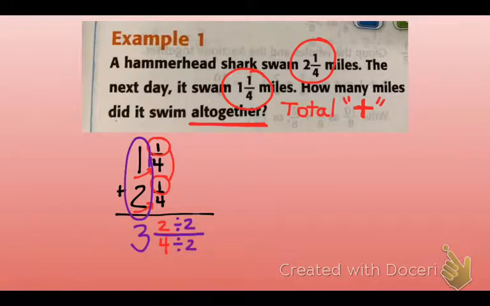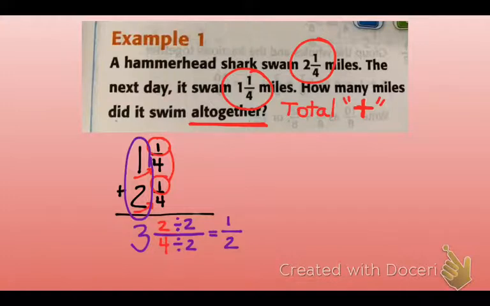Am I dividing the 3? No, I'm just looking at the fraction, ignoring that whole number for right now. I'm just making this fraction. So, just taking a look at the fraction, 2 divided by 2 is 1. 4 divided by 2 is 2. So 2/4 is equal to 1/2.